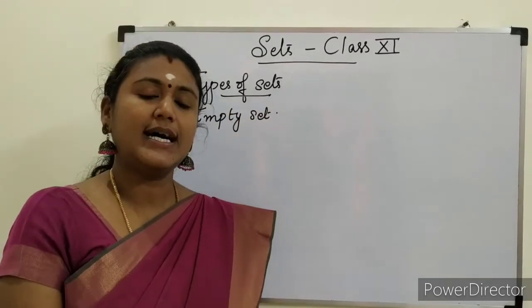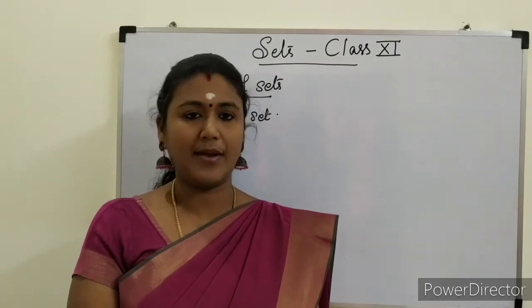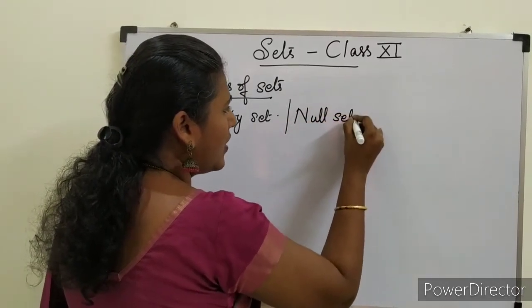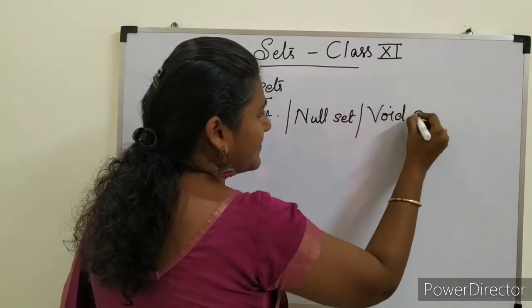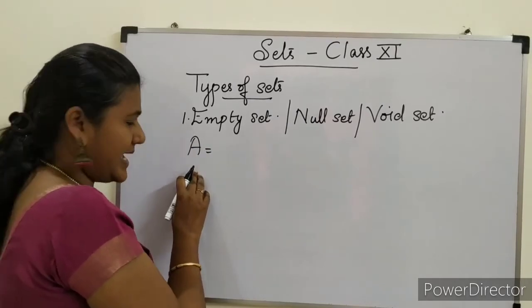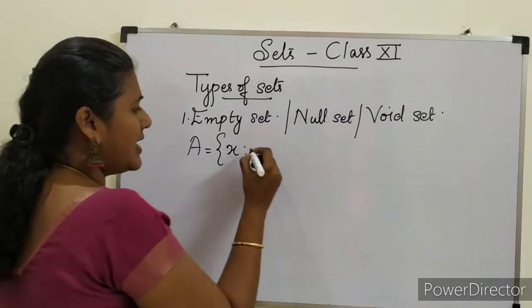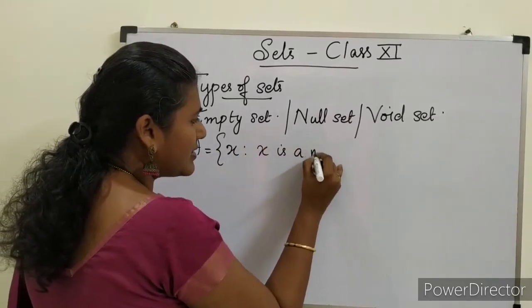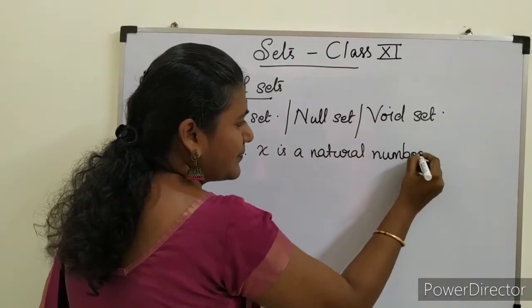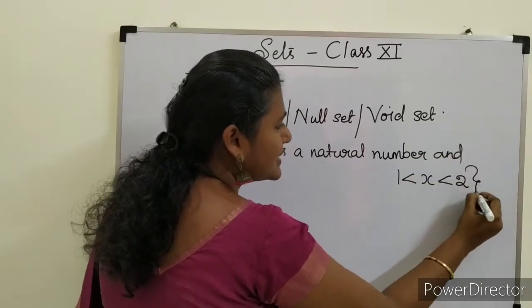An empty set. A set which does not contain any element is called an empty set, or we can call it as null set or void set. So for example, we will consider a set A. Set A is equal to set of all x such that x is a natural number and 1 less than x less than 2. So this is the set.